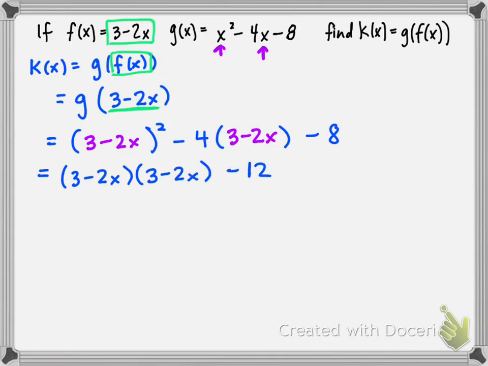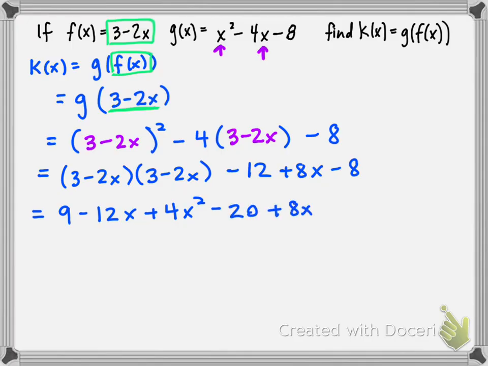And then from there, I'm going to distribute that negative 4 and get negative 12 plus 8x minus 8. And then from there, I'm going to double distribute on my 2 parentheses set. So I'm going to get something like 9 minus 6x minus 6 more x makes minus 12x plus 4x squared minus 20 plus 8x. And then I combine like terms, understanding that negative 20 minus 9 is going to combine. I'm left with 4x squared minus 4x minus 11. And that would be g of f of x.